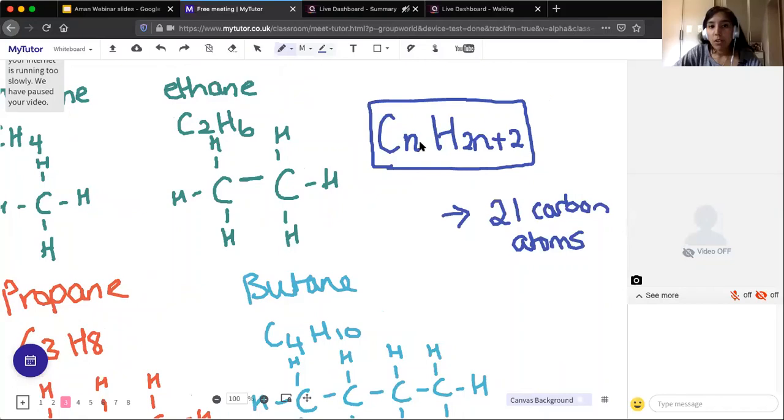Okay, so we've got differing answers. It's always going to be an even number. Good, so someone has said C21H44. Excellent, well done. And the reason for that is if we use our general formula, n is 21. So that means that hydrogen will be doubled. If we double 21, we get 42. And then if we add 2 to 42, we get 44. So C21H44. Excellent, well done.